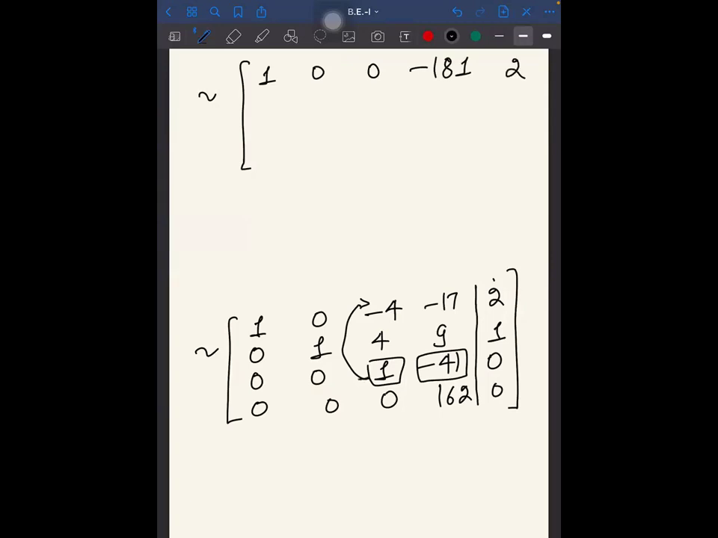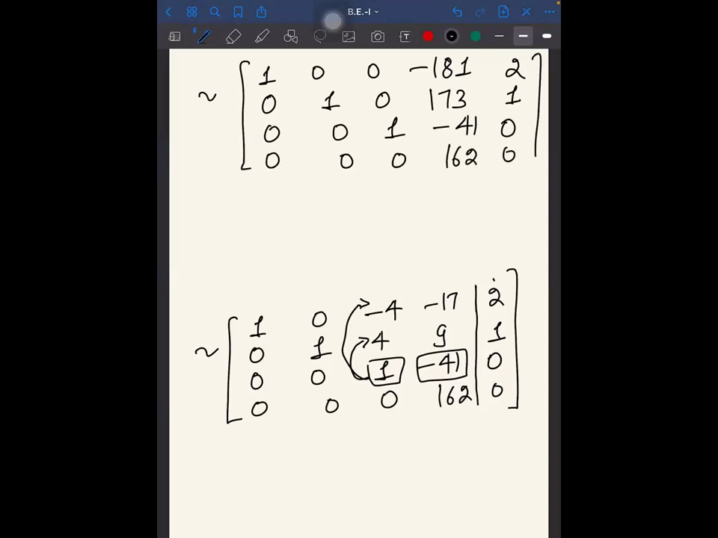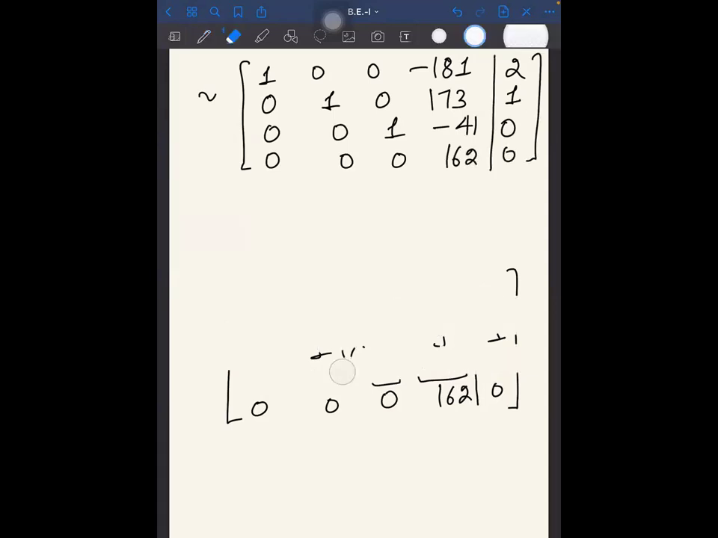And multiply by 4 and then subtract it from here. So 0 1 0 4. Subtract 164 and 9, 173 becomes. And this will remain 1. So 0 0 1 minus 41 0 0 0 0 162 0. Yes. Are you with me on this? Yes, sir.